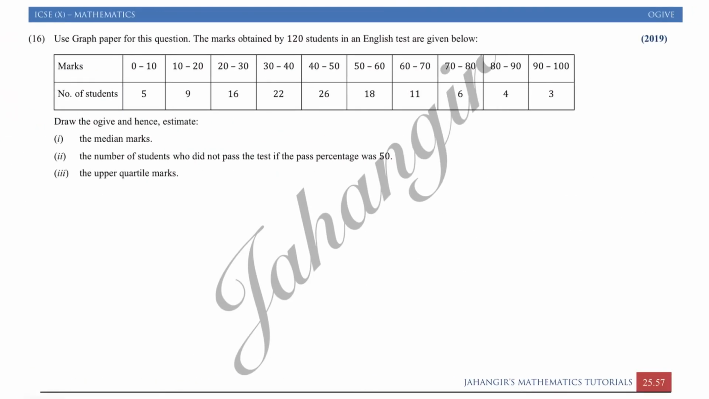Next question. Use graph paper for this question. The marks obtained by 120 students in an English test are given below. Scale is not given. You can draw an ogive and hence estimate the median marks, the number of students who did not pass if the pass percentage is this, and quartiles.